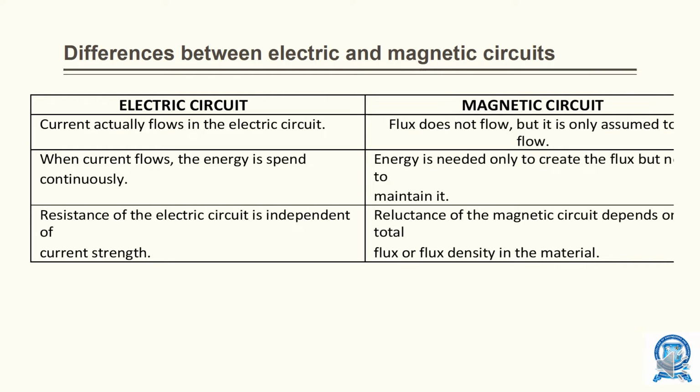Let us differentiate the electric and magnetic circuit. In an electric circuit, current actually flows in the circuit. In a magnetic circuit, flux does not flow, but we assume it to flow. In an electric circuit, when current flows, energy is spent continuously. In a magnetic circuit, energy is needed only to create the flux but not to maintain it. In an electric circuit, resistance is independent of current strength, whereas in a magnetic circuit, reluctance depends on the total flux.